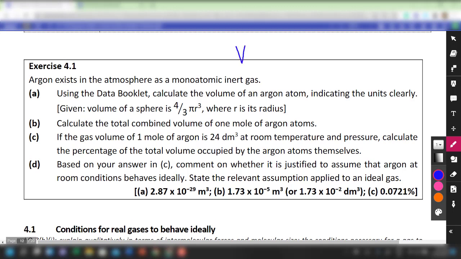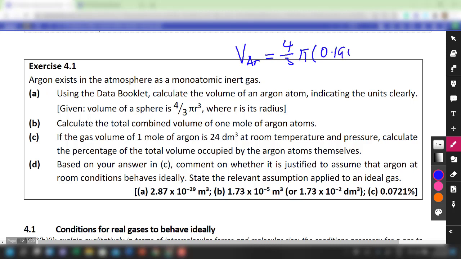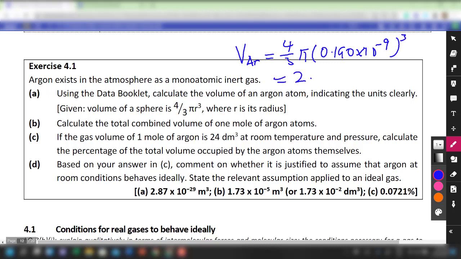So therefore the volume of an argon atom is equal to 4/3 pi multiplied by 0.190 times 10 to the power minus 9 meters, cubed. We need to convert to cubic meters. If you punch your calculator, you should be able to get 2.87 times 10 to the power of minus 29 cubic meters. So that's a really small volume.